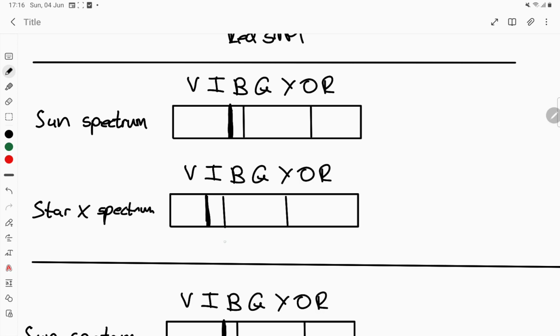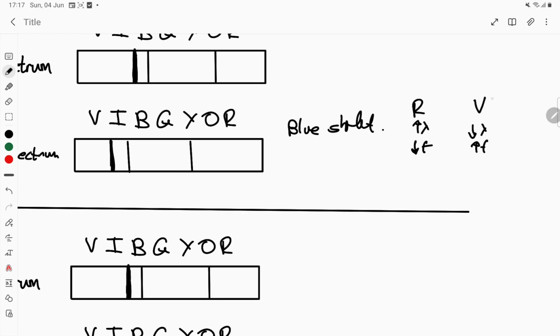Well, we know there's a shift. If we take a look at the lines we drew here, the absorption lines, they're being shifted to the left. They're being shifted towards the blue side. We have a blue shift. And what does that mean? It means that if it's a blue shift, it will shift towards the blue or the violet side. So we have a lower wavelength and a higher frequency.